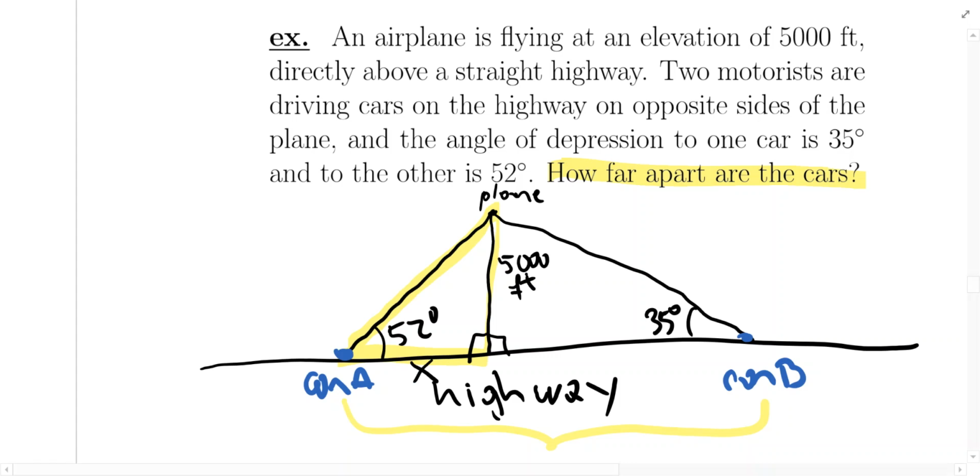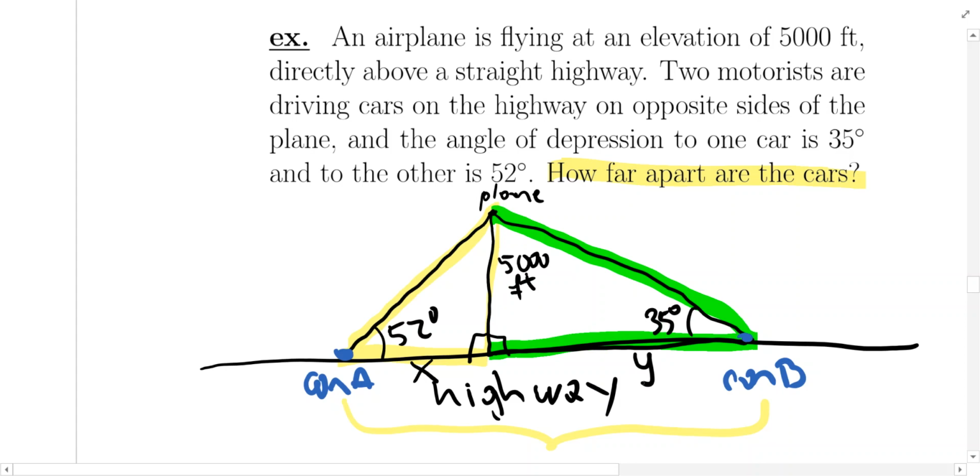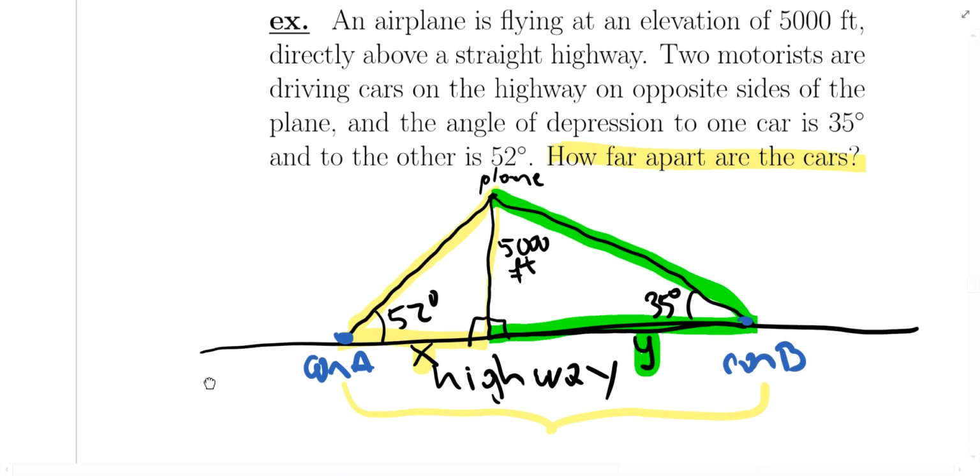And then for the second right triangle, I have that the angle is 35. This distance is still 5,000. So I'll need to find this right here, y. Okay, so if I find x and if I find y, then how far apart are the cars? I need to add x plus y, and that will give me the distance between the cars. All right, so let's do it.